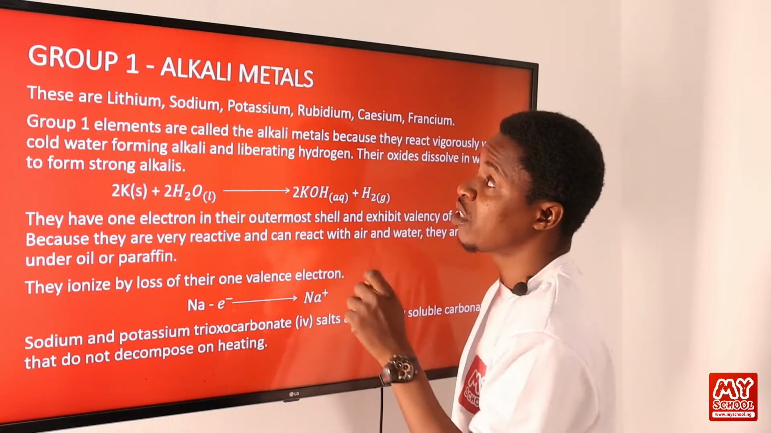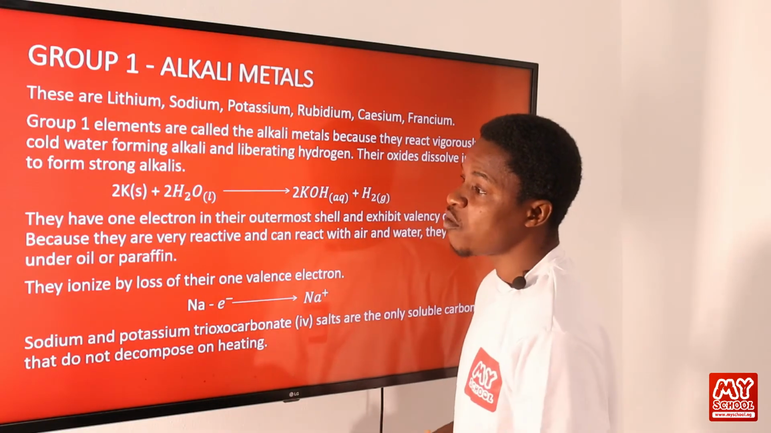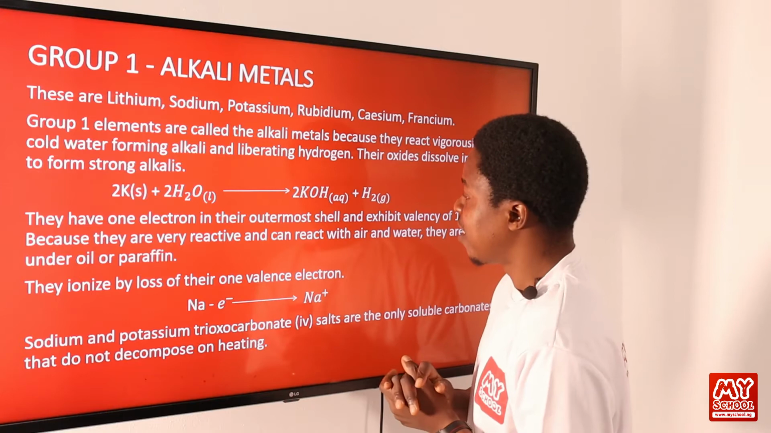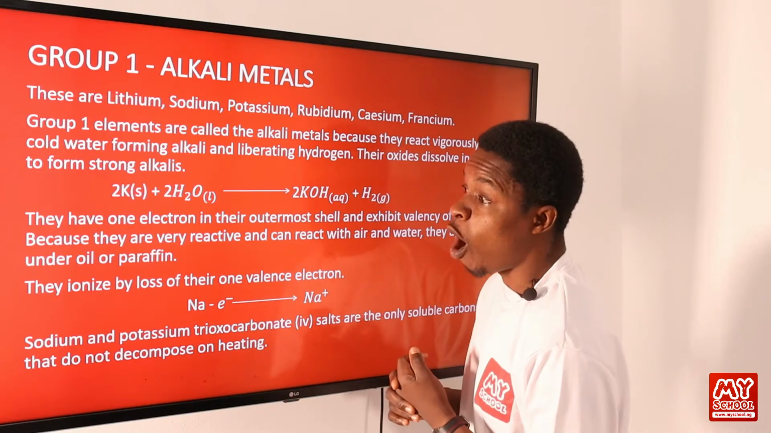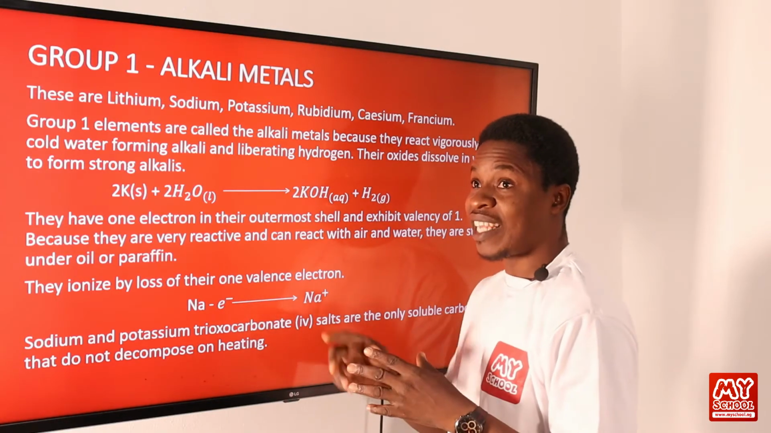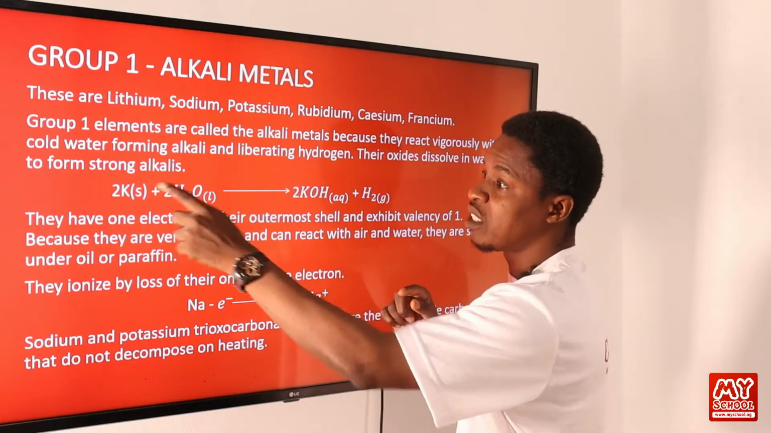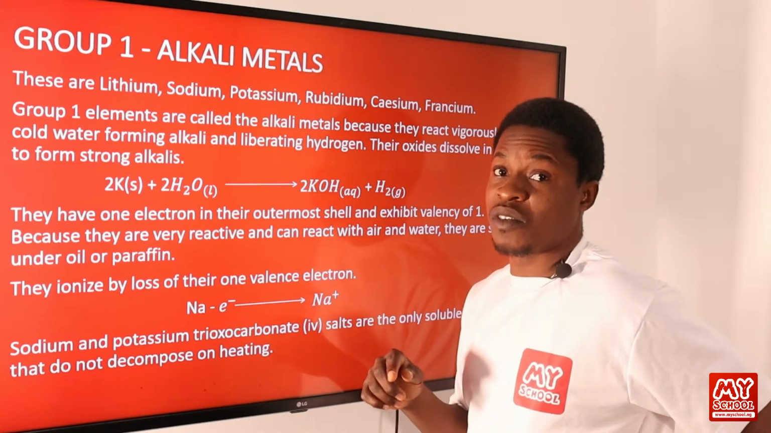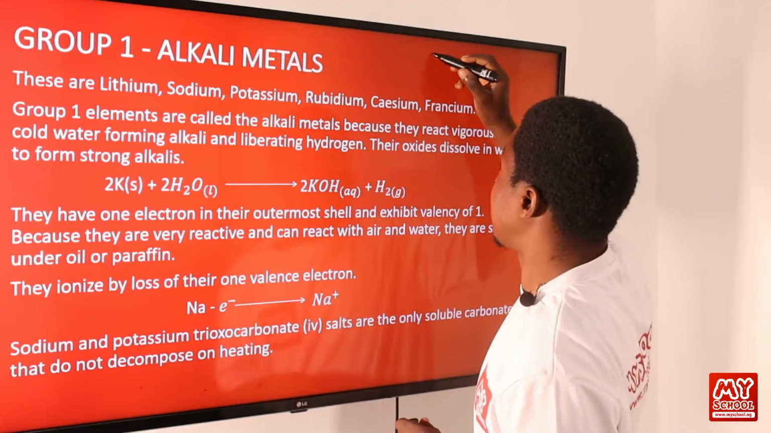Okay, that's why we refer to them as alkali metals. They have 1 electron in their outermost shell, and they exhibit a valency of +1 in the outermost shell. That's why you see potassium written as K+.